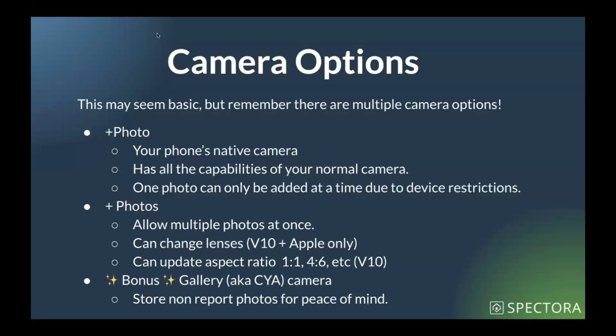The next one is Plus Photos, which is our rapid fire camera. This is a rapid fire plugin that we have created. Because of that, it is a little bit different than your native camera, but it has a lot of the same capabilities, especially on V10. You can take as many photos as you want on the rapid fire camera. And on V10 on iOS you can also change lenses. So you can use your 0.5 lens, you can use your 3x lens, whatever that looks like. I know the 0.5 is really helpful when you're in a tight space like a crawl space. I've heard that's really helpful.